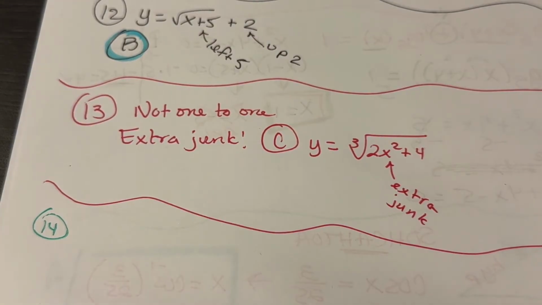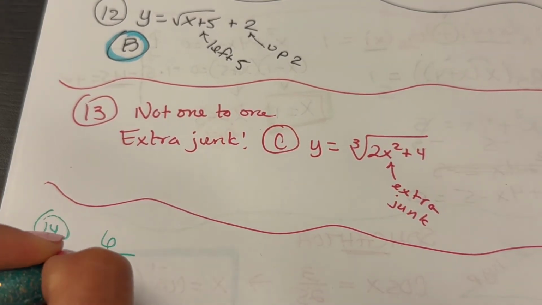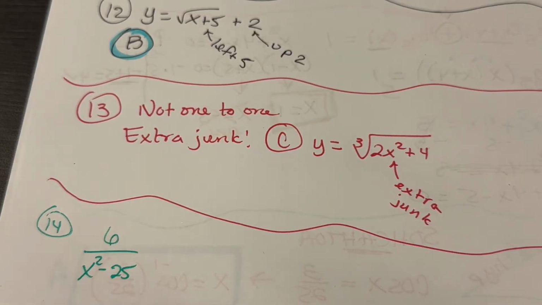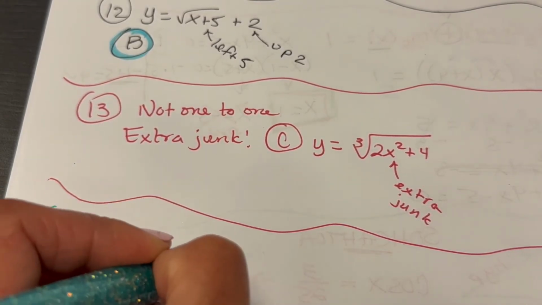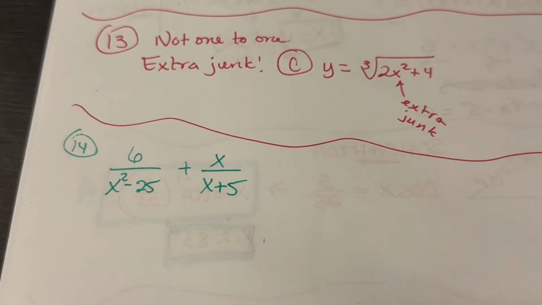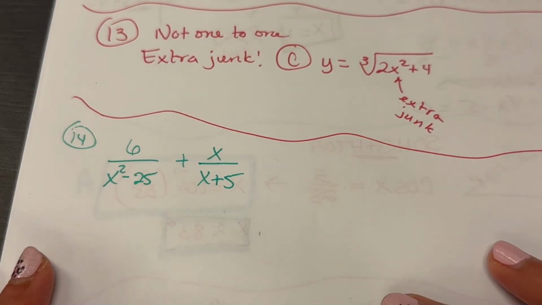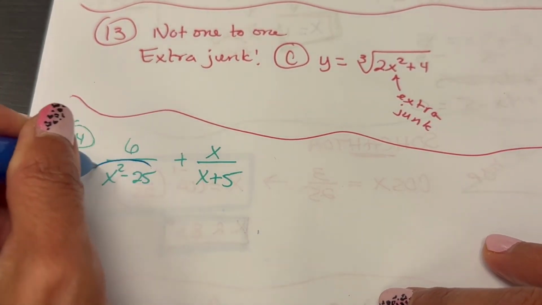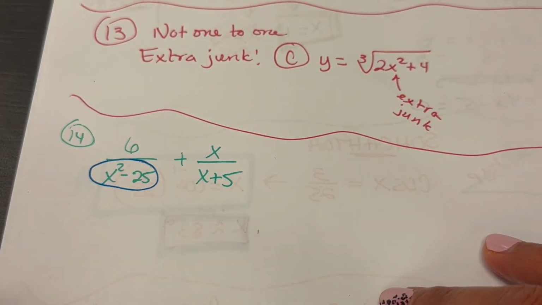Number 14. Okay, so I've got 6 over x squared minus 25 plus x over x plus 5. We are adding fractions. So in order to add fractions, we need to get a common what? That's right, if you said denominator, we need to get a common denominator, which means we need to see what's going on in these denominators. And this one, I need to factor.